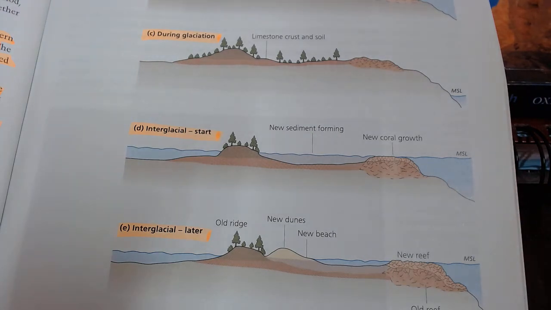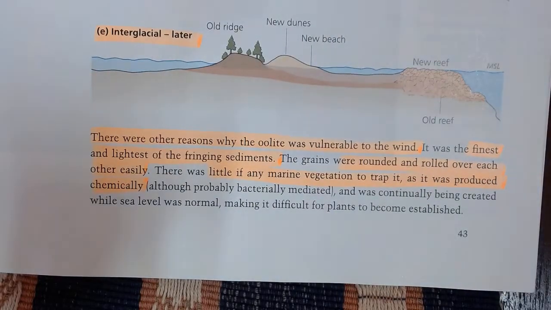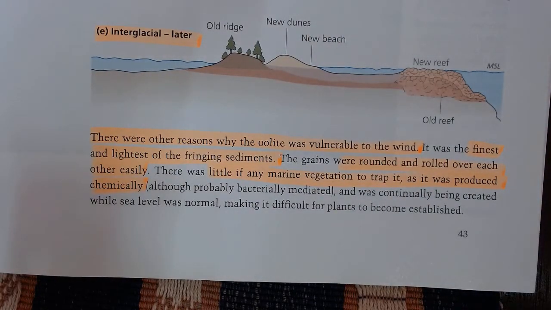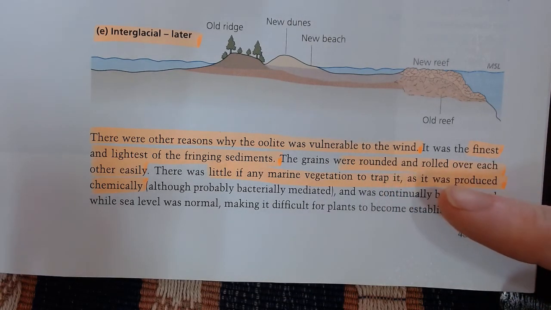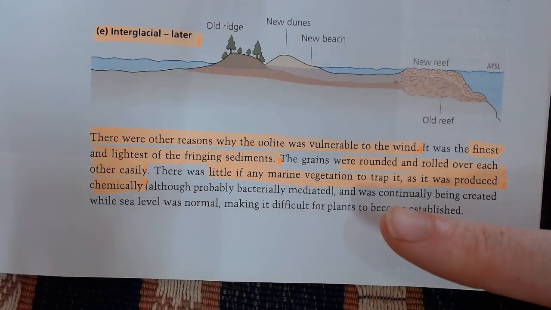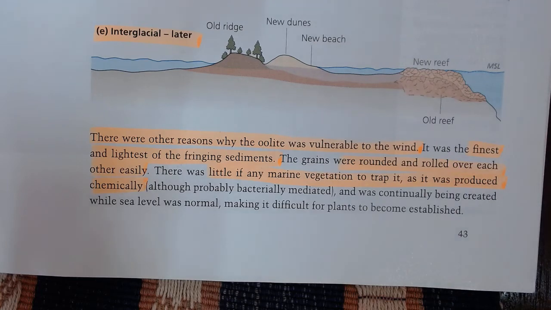Just to finish very quickly at the bottom of page 43, there are other reasons why the oolite was vulnerable to the wind, and these are important. It was the finest and lightest material, so it was easy to blow around by the wind once it was above sea level. Grains are rounded and rolled over each other very easily, and there's no marine vegetation really to trap it, so it was moved around very, very quickly.